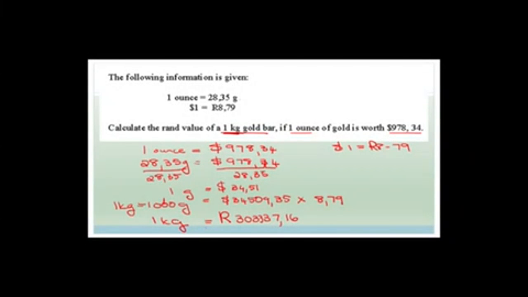Okay, so in other words, 1 kilogram of gold is worth, in rands, 303,337 rand and 16 cents. It's not bad for 1 kilogram of gold. Right, so let's move on.